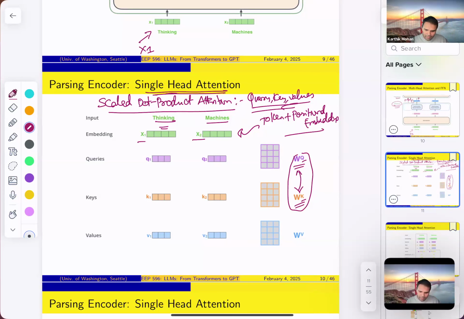So here we have this query matrix WQ, and we have the key matrix WK. They act on X1 and X2 to give you Q1 and Q2. And then, sorry, let's do this.